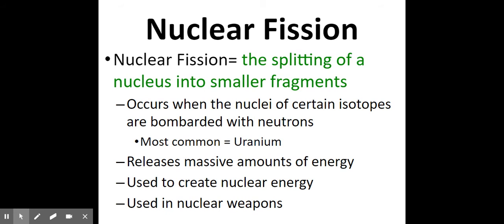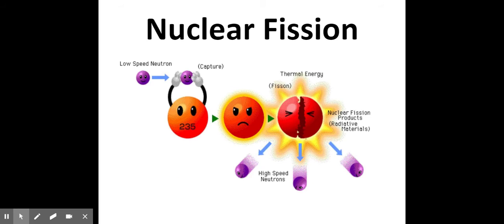This is most common with uranium. It releases massive amounts of energy. We used it to create nuclear energy, and we also use it in nuclear weapons, like the bombs that we dropped on Hiroshima and Nagasaki in Japan.